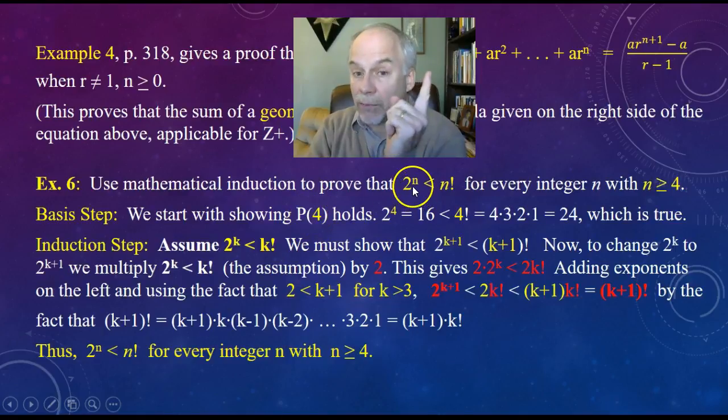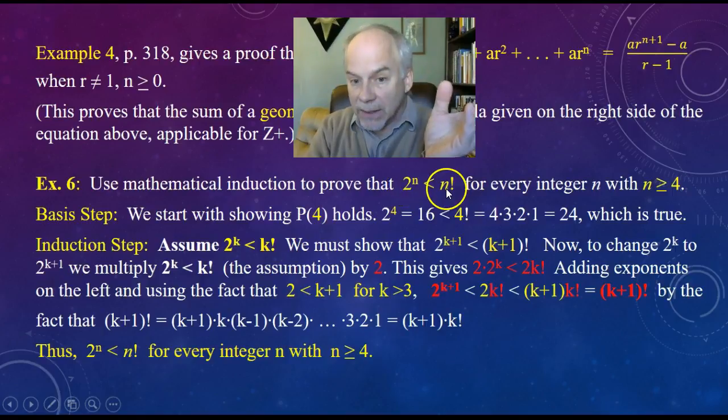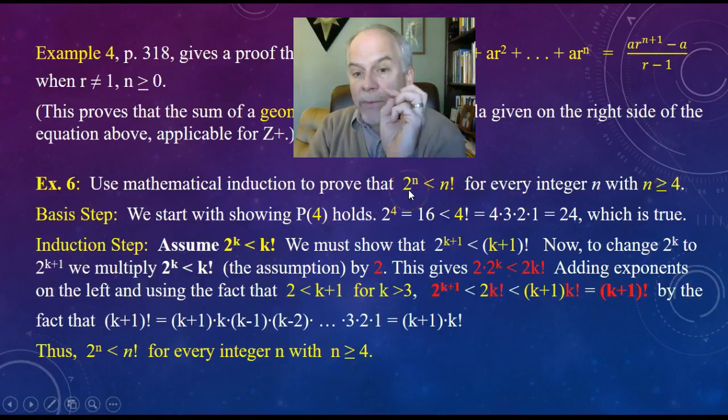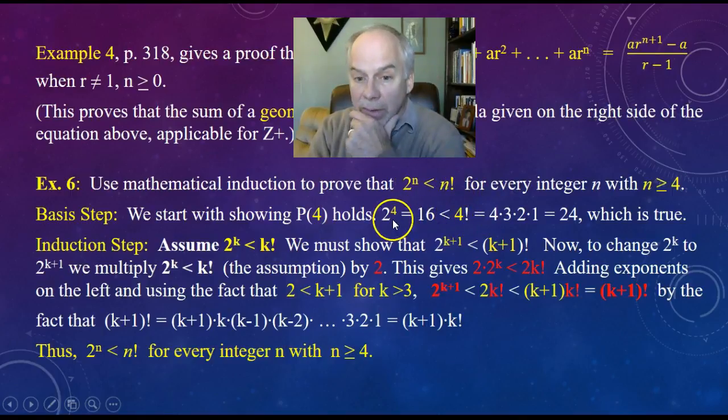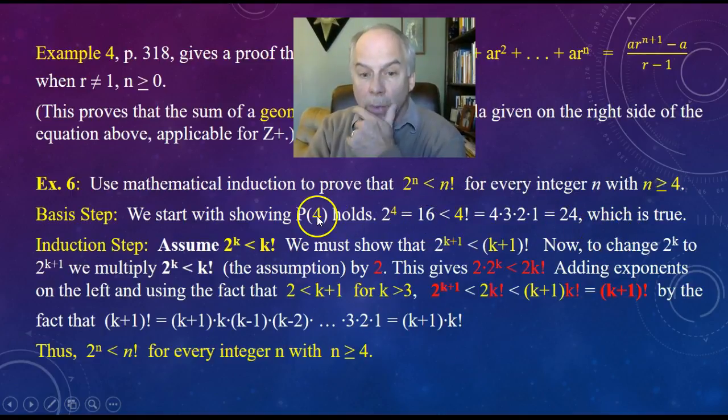But if you tried 3, well, 2 to the third power is 8. 8 is not less than 3 times 2 times 1, which is 6. 8 is not less than 6. But when you have 2 to the 4th power, that is going to be less than 4 factorial, and I'm showing it right now. 2 to the 4th would be 16, but 4 factorial would be 4 times 3 times 2 times 1, which is 24. And 16 is less than 24. So we've shown that it works when n is 4.